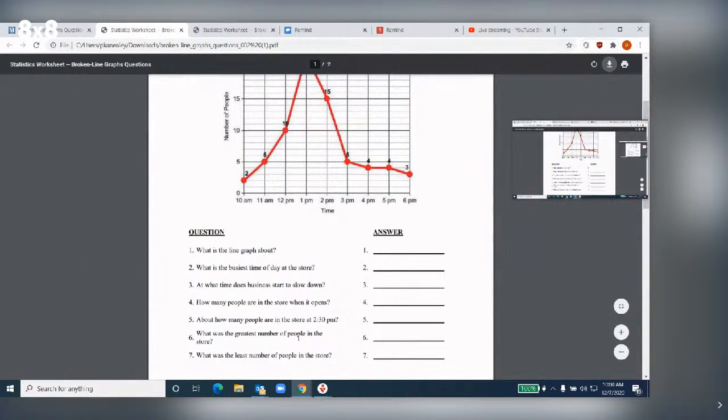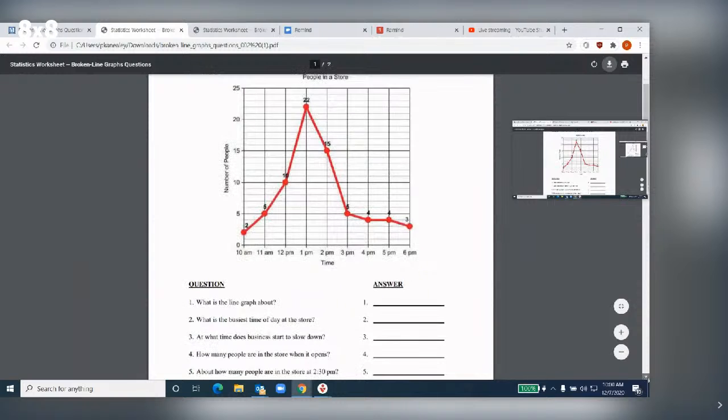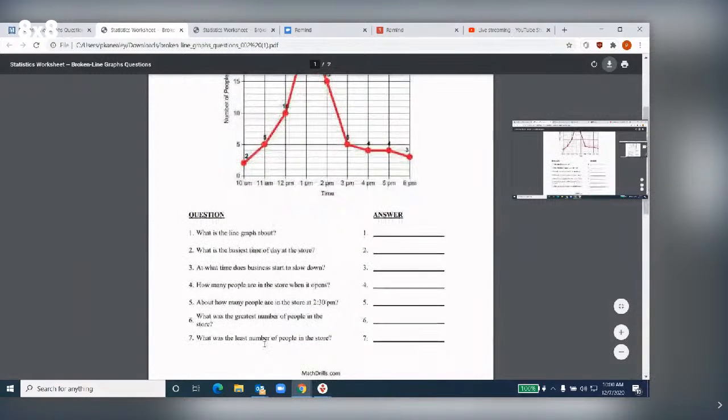What was the greatest number of people in the store? You're just going to look at the highest number. That would be 22 people was the greatest number. And then last, what was the least amount of people in the store? We're just going to look for the smallest number, and that would be 2 right when it opened.